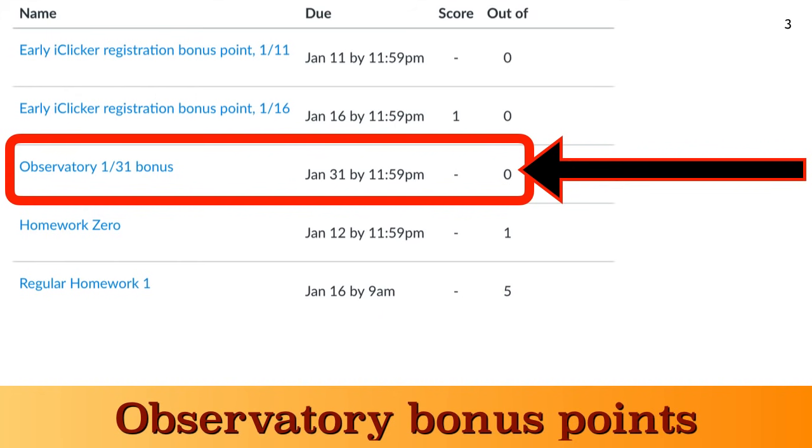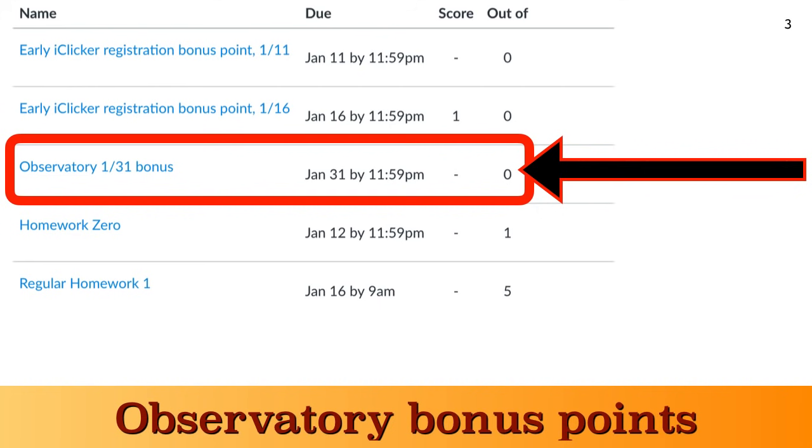Now, any questions about bonus points? Yes, in the front. Okay, if you have a job or something and you cannot make it to any of the observatories, they're all about 7:30, 8 o'clock, and they go for about an hour and a half. You know, you have a little bit of opportunity.